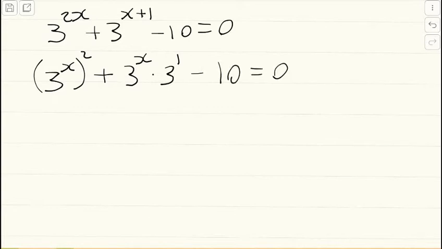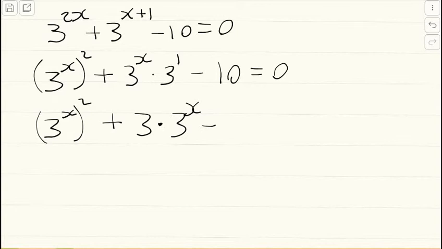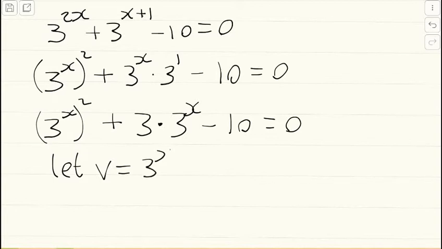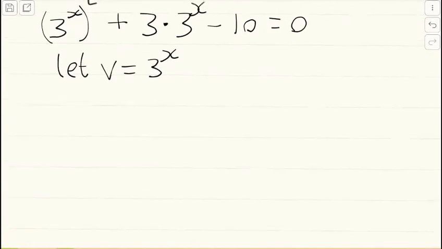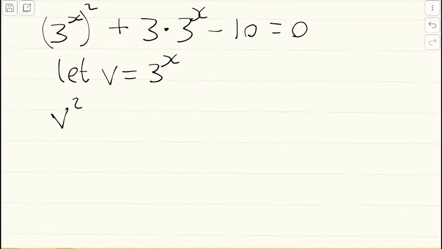So just writing that again a bit more clearly, we have 3 to the power of x, squared, plus 3 lots of 3 to the power of x. That dot here means times, take away 10 equals 0. So now if we make our substitution, let's let v, just choosing another letter, equal 3 to the power of x. We have, let's just make that clearer, v squared plus 3 lots of v minus 10 is equal to 0.